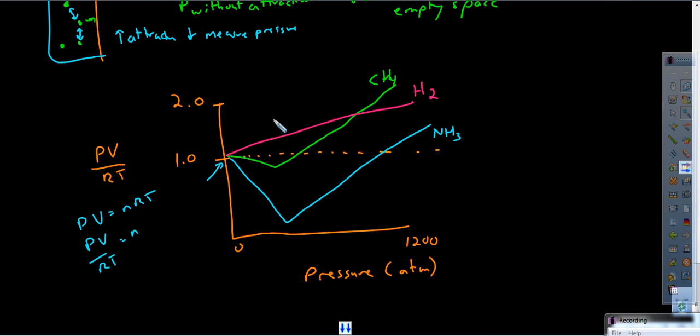You can see that different particles kind of change this PV over RT ratio. Some increase, some decrease, and then increase. But importantly, you know that if you're at ideal conditions, then this ratio PV over RT is equal to 1. If you're not at ideal conditions, it's further from 1.